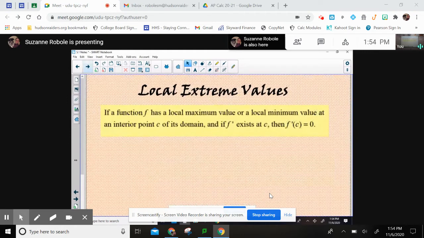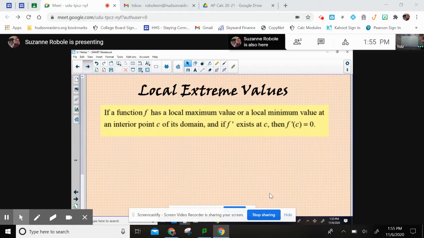Local extreme values. So if a function f has a local maximum value or a local minimum value at an interior point c of its domain, and if the derivative of f exists at c, then f prime of c equals 0. So this is a huge thing. So f prime of c equals 0 if it's a max or a minimum in the interior and your derivative exists.